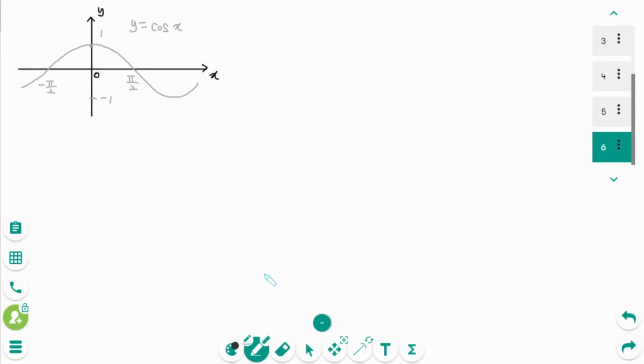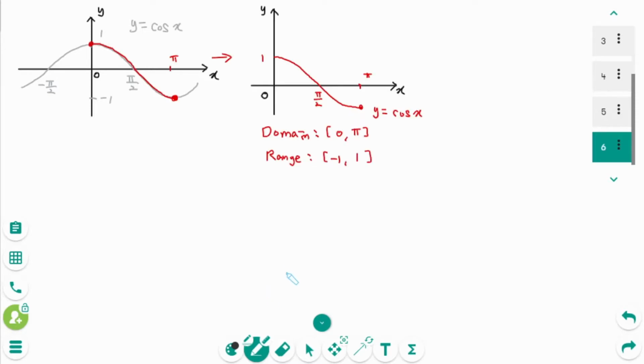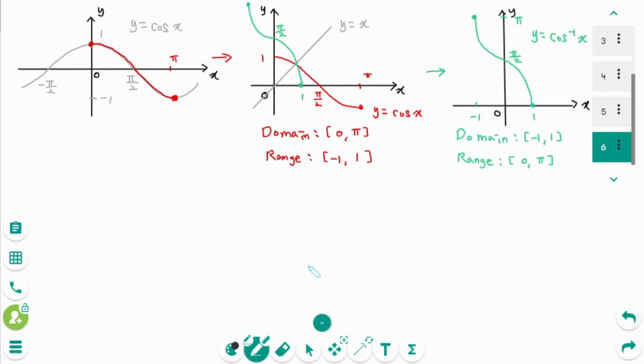Shall we prove arc cosine of x now? Y equals cosine of x is not 1 to 1. The restricted cosine function with this domain is 1 to 1. The graph of y equals cosine of x is reflected in the line y equals x. You will see the graph of y equals arc cosine of x. Now this domain becomes the range, this range becomes the domain.